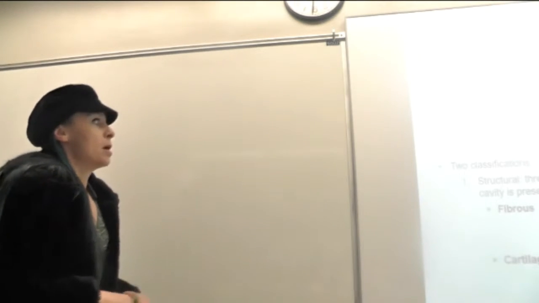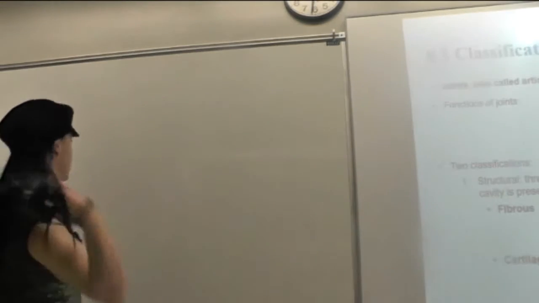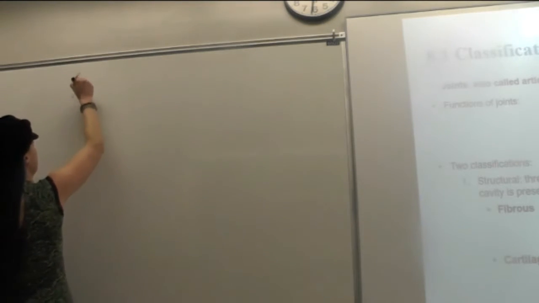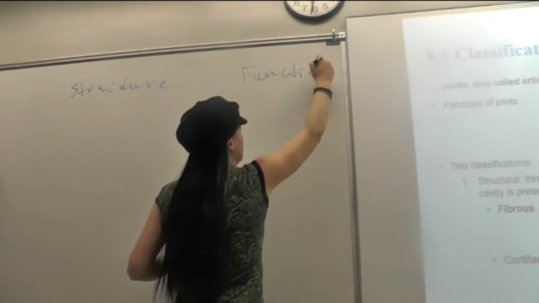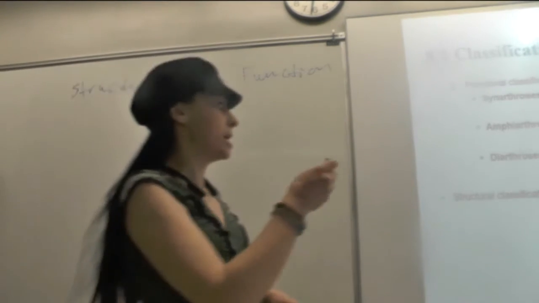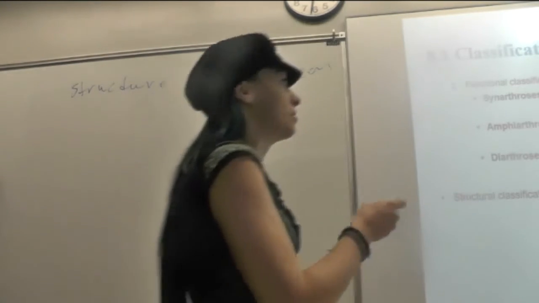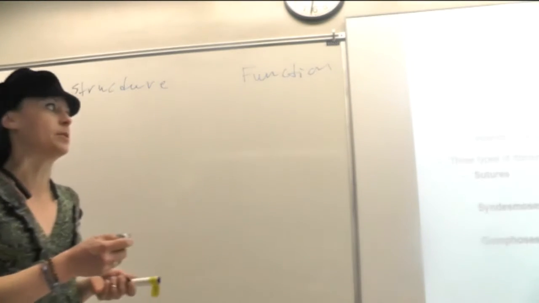So, everything in the body for anatomy and physiology gets classified based on anatomy, or the structure, or physiology, the function. So if we look at that, then we can classify our joints based on their anatomy or the structure, and we can classify them based on function. So, structural classification. We have 3 types of joints based on the movement they allow, and then we've got 3 types of joints based on what we find between them.